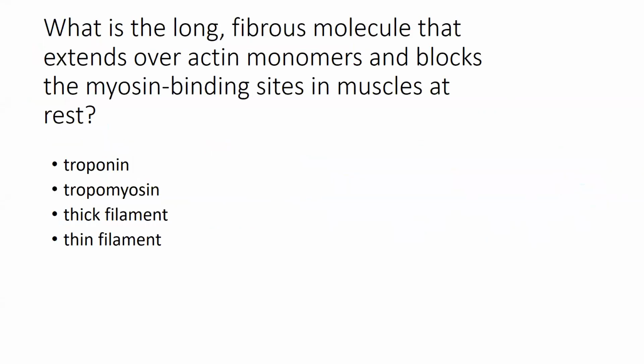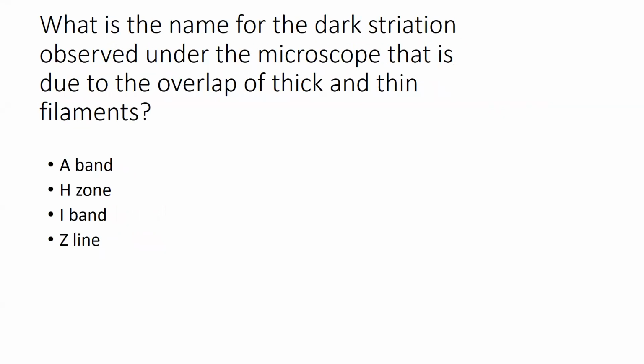All right, so let's look at a question. What is that long fibrous protein that extends over the actin monomers and blocks the myosin binding site when muscle is in its relaxed state? What was that protein called? Tropomyosin. Perfect. Tropomyosin.